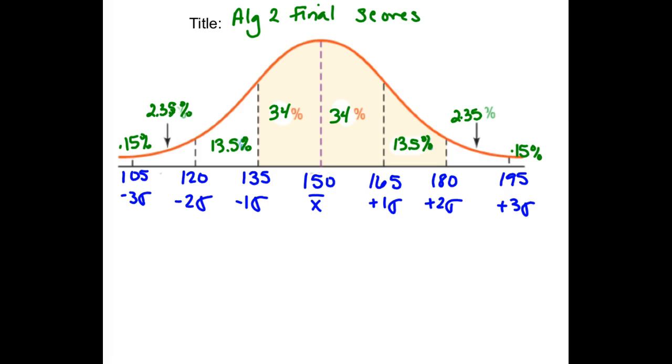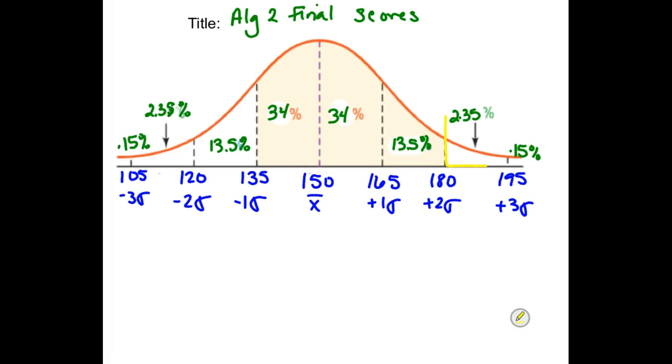So now we're looking at from here on up. Okay? How would we do that? Add them together. Fastest way. All right? So we have 2.35% plus 0.15. So we're at 2.5%. Okay?